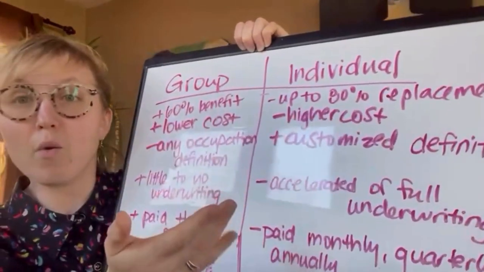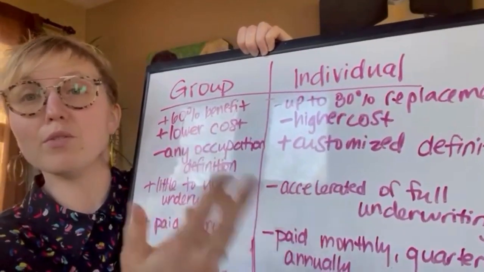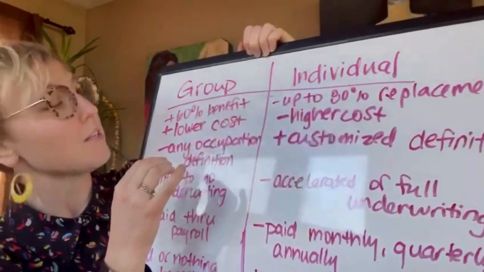Group coverage is lower cost. It's like buying in bulk, whereas your individual policy that you're just buying on your own is going to be a higher premium most of the time.